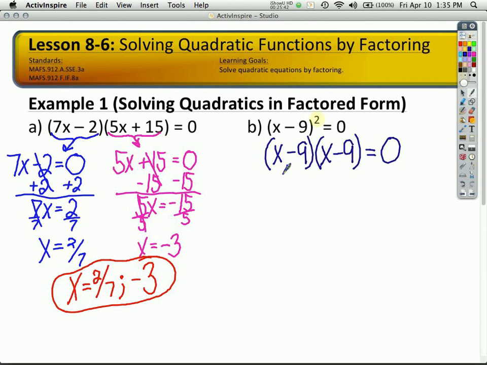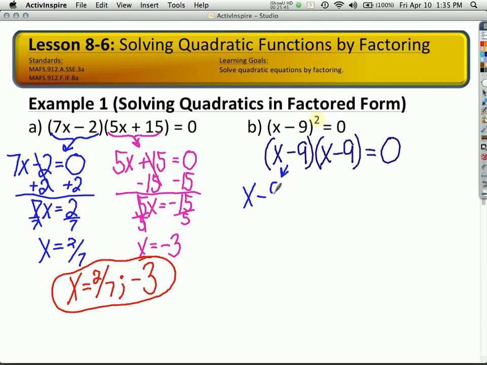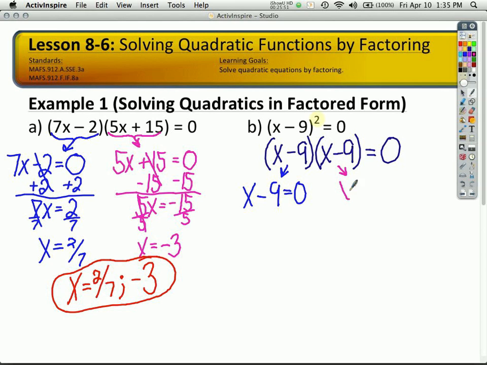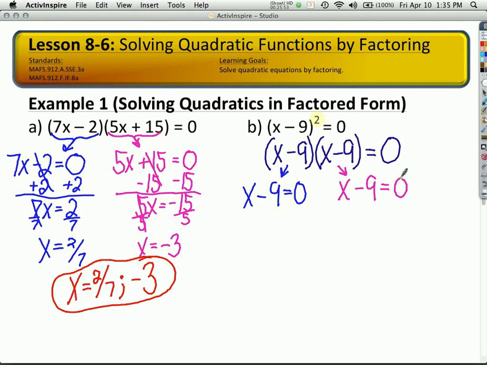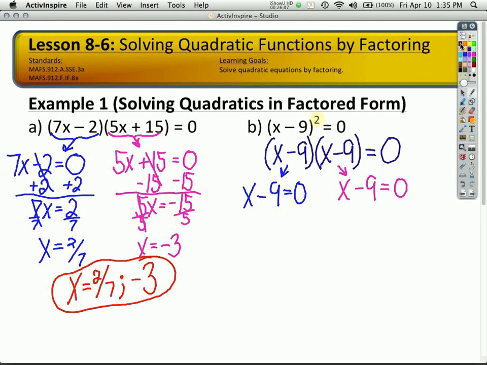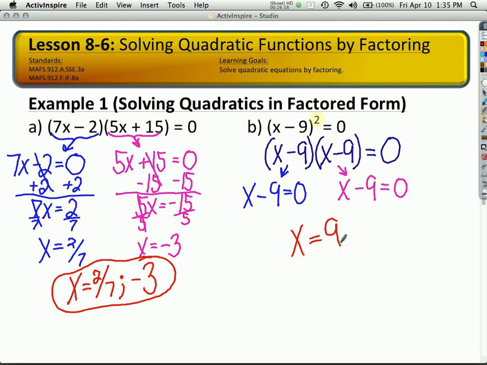So again, set this one equal to 0. Set this one equal to 0. Anyone notice anything? Kaylee, what do you notice? You said that beautifully. Yeah, we only need to do one of them. What's the answer? David? So x equals 9. So how many times does this one cross the x-axis? Yasmin?